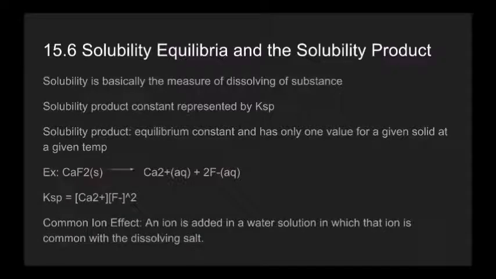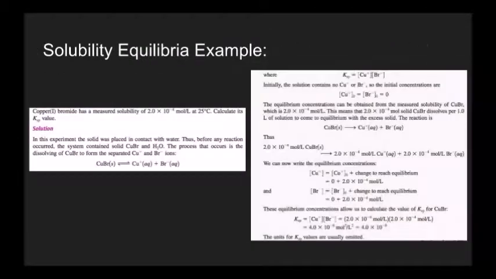So an example is CaF2. CaF2 is made by adding Ca2 plus and 2 F minus. So Ksp is found by multiplying the concentration of Ca2 plus and the concentration of F minus, but F minus is squared because the coefficient in front of the F minus in the original reaction is 2. And finally, the common ion effect is when an ion is added in a water solution in which that ion is common with the dissolving salt.